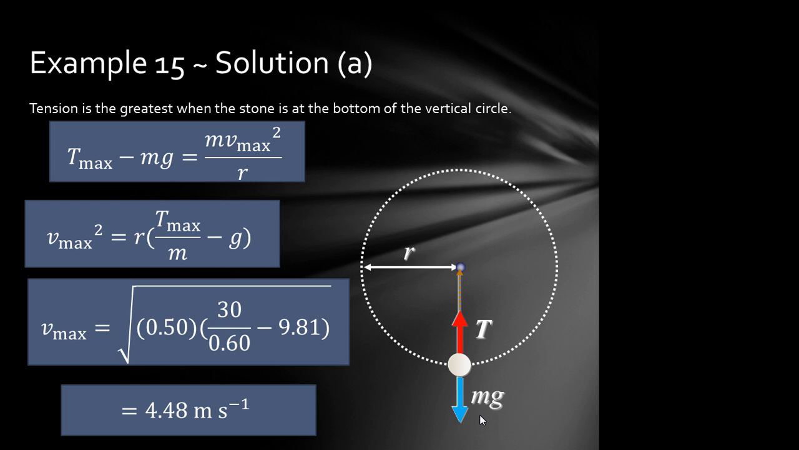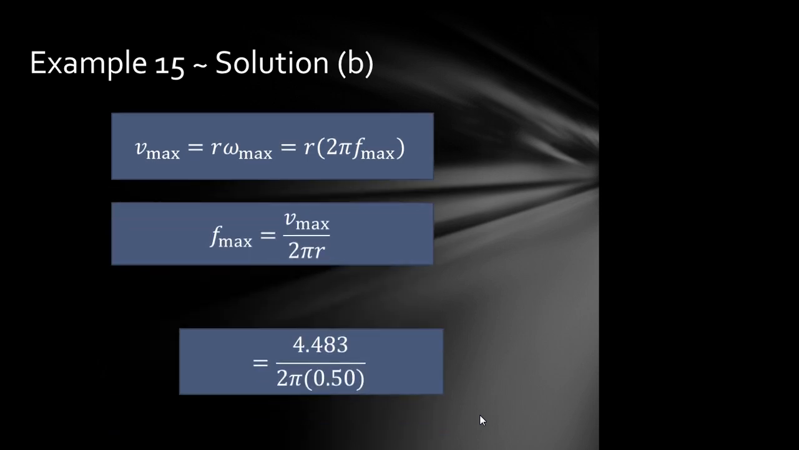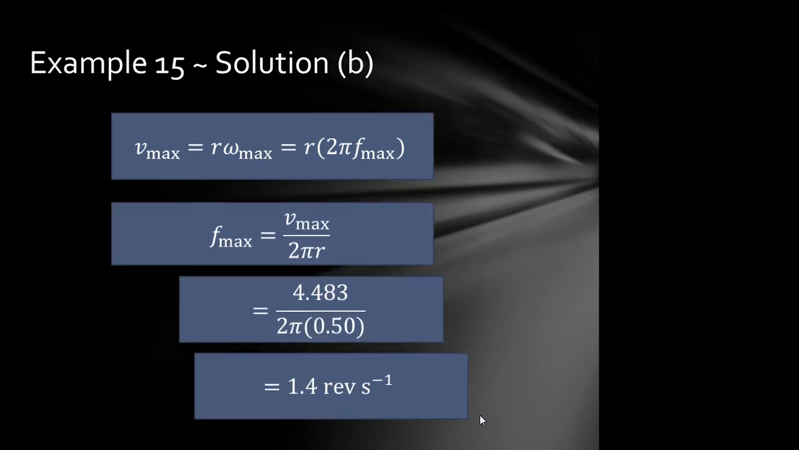Now to get omega from v is quite easy. Use v equals r omega to get 1.4 revolutions per second. We did that in the first lecture, right? Convert omega from radians into revolutions per second. So, not too difficult a question.